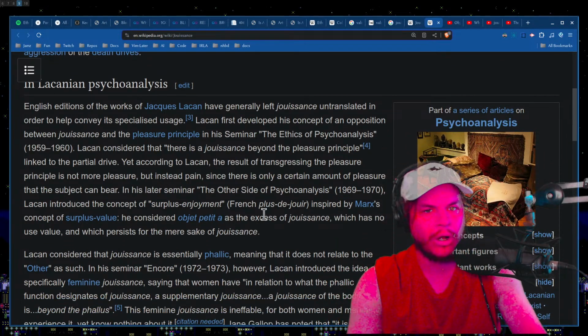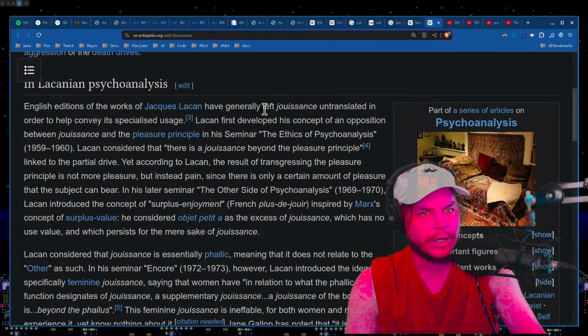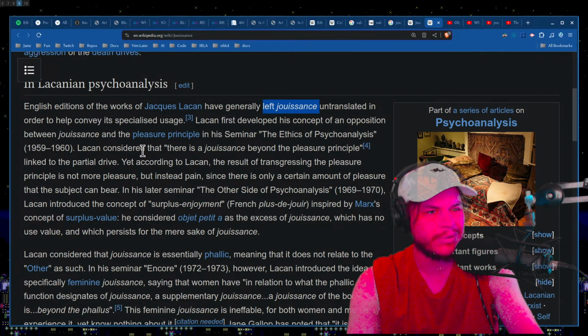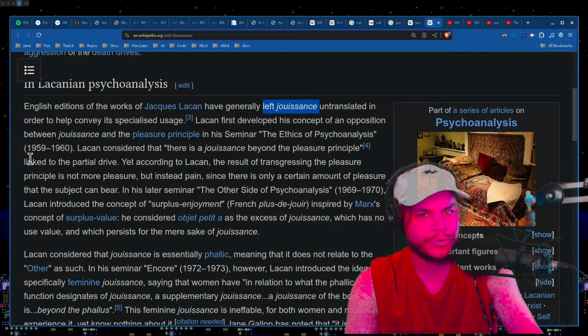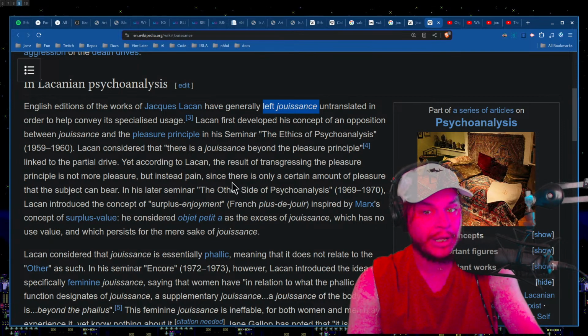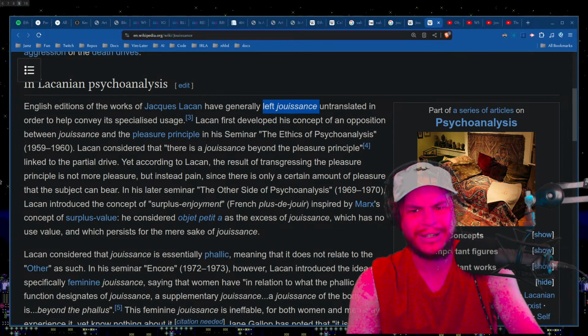Okay, so earlier works of Lacan actually left jouissance untranslated in order to help convey its specialized usage. He first developed his concept of opposition between jouissance and the pleasure principle in his seminar, The Ethics of Psychoanalysis. Lacan considers that there is a jouissance beyond the pleasure principle linked to the partial drive. Yet according to Lacan, the result of transgressing the pleasure principle is not more pleasure, but instead pain. But there is only a certain amount of pleasure that the subject can bear. Too much pleasure. What the fuck?